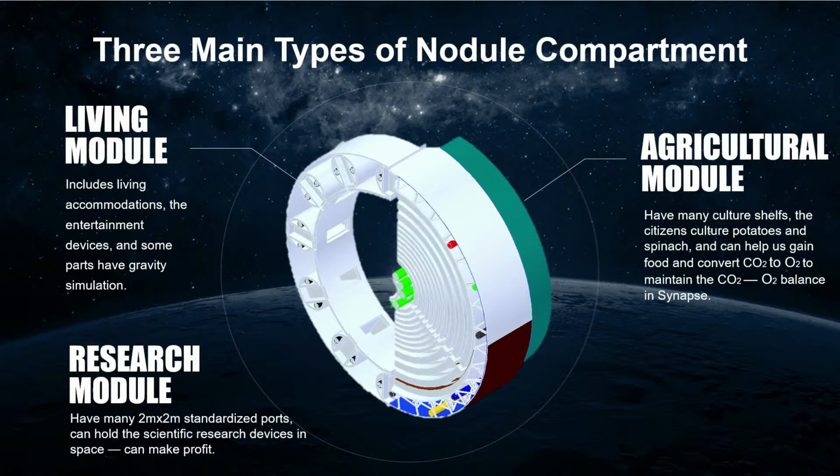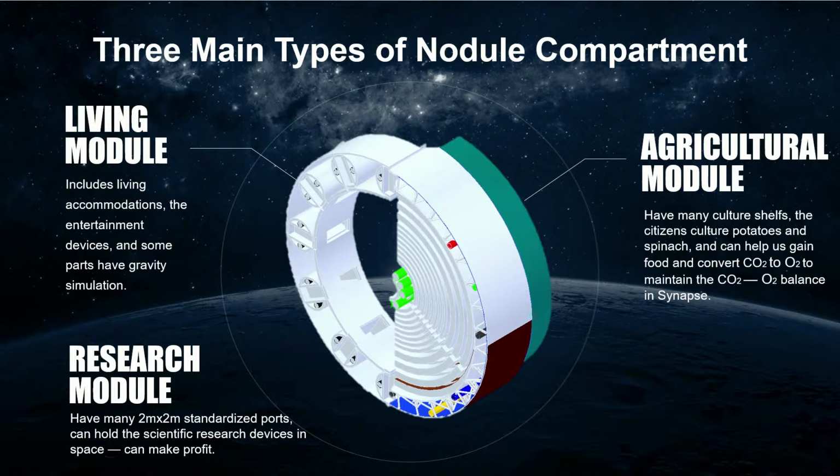The second type is the living module, where all the functions that are associated with the living conditions of the citizens will be. There will be sleeping compartments, entertainment compartments, a kitchen, and also a small but useful hospital. We'll talk about this later in the section on residential design.